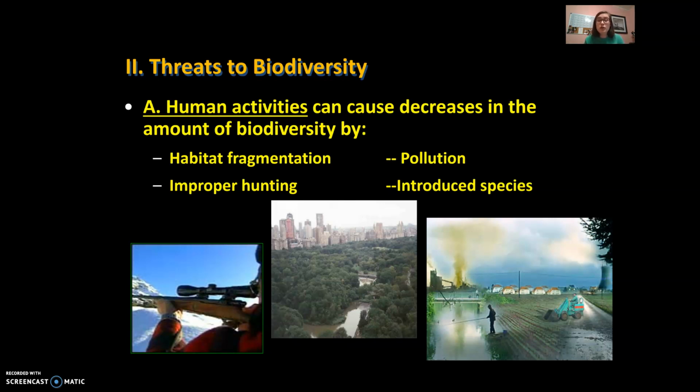The third would be pollution. Anytime that we pollute water or pollute the air in our cities, we greatly affect the organisms that live around us that rely on that water and that air to survive.